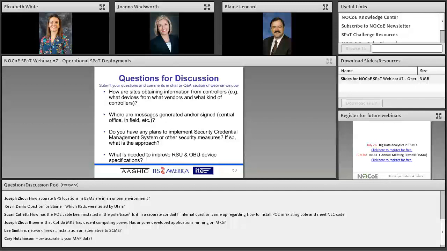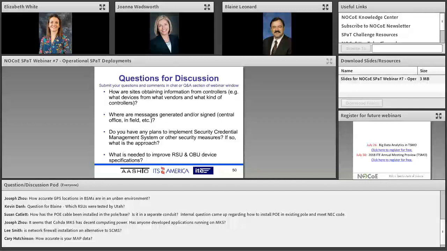Okay. So we have another question here about the GPS location. The question is how accurate GPS locations in basic safety messages are in an urban environment.